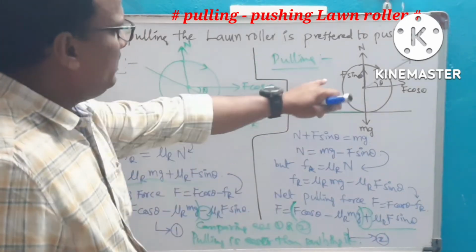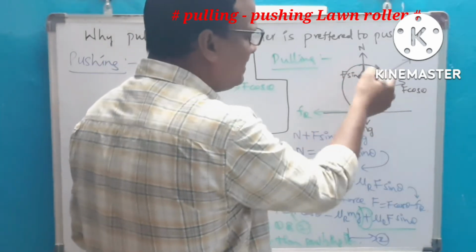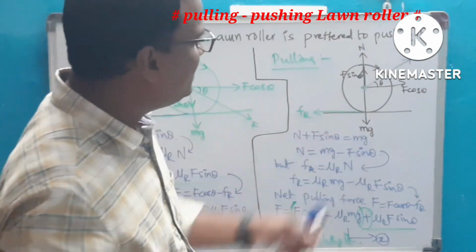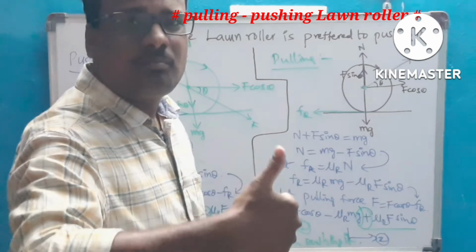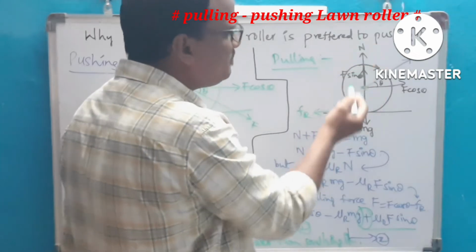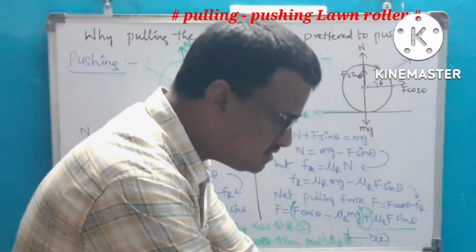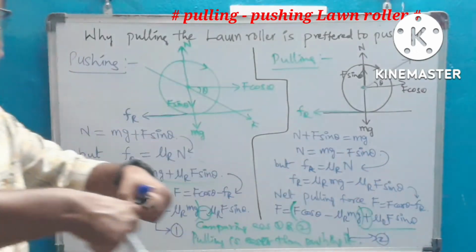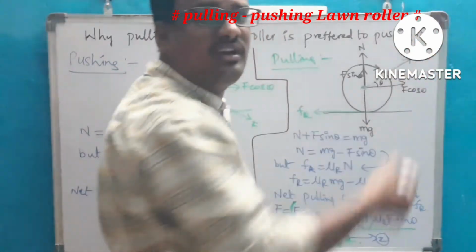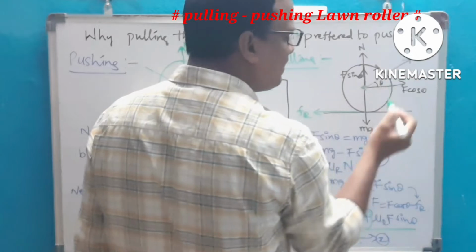So now we will discuss pulling the lawn roller. Here the total weight is acting in the downward direction, the weight is mg. The lower surface applies an equal and opposite normal reaction force in the opposite direction. Okay. And how do we pull the lawn roller? The axle is lifted like this and we can pull it. So the pulling force is in this direction, the upward direction. But for pushing, the force is in the downward direction. Here the pulling force is in the upward direction.